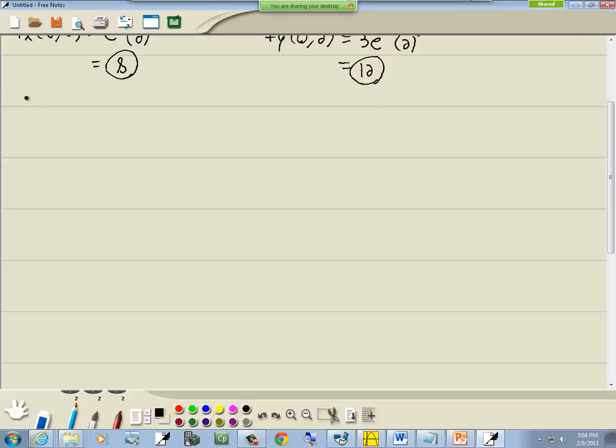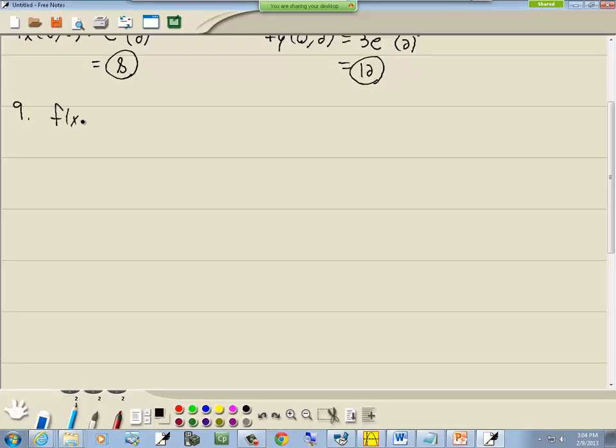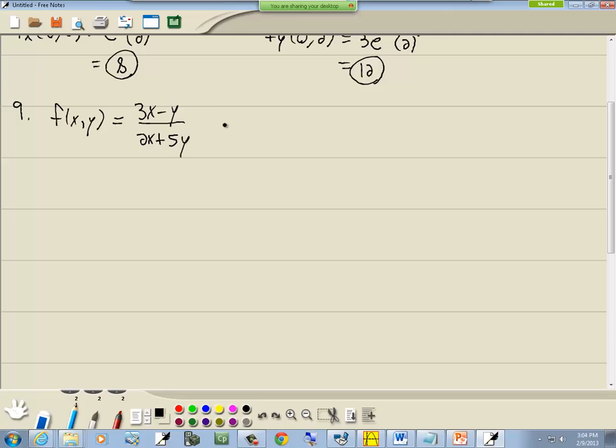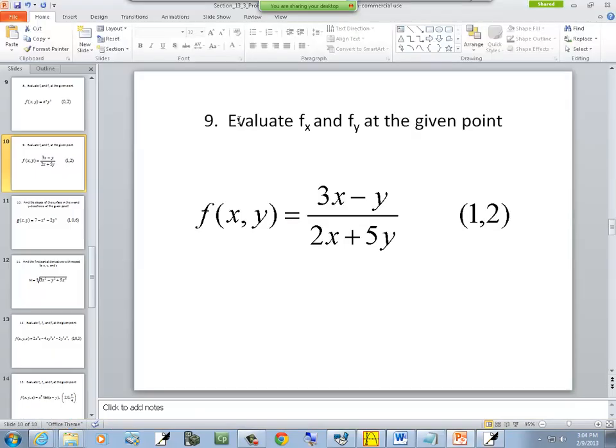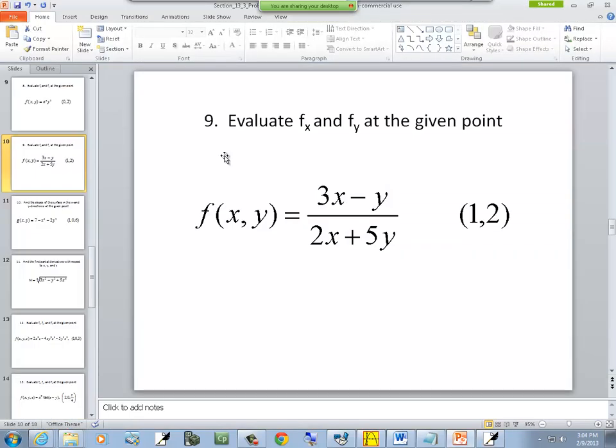Let's take a look at this one. f of x, y equals 3x minus y over 2x plus 5y, at the point (1, 2). It's the same instructions: evaluate our partials with respect to x and y at the given point.